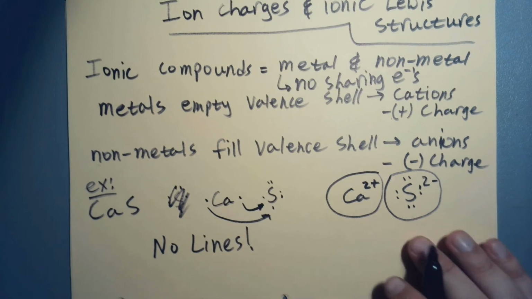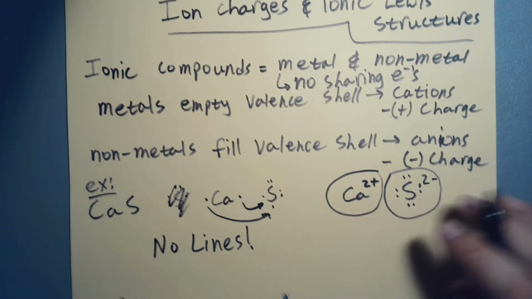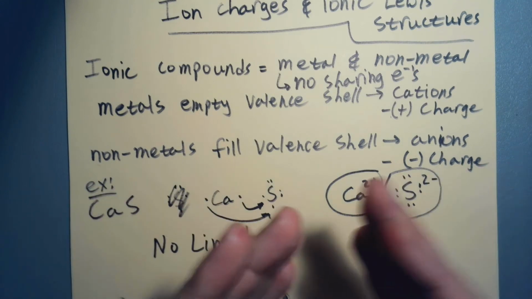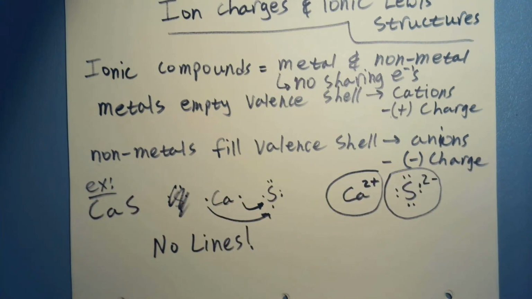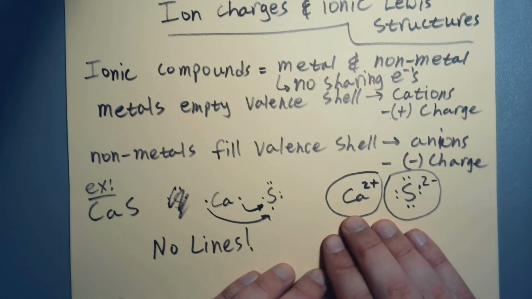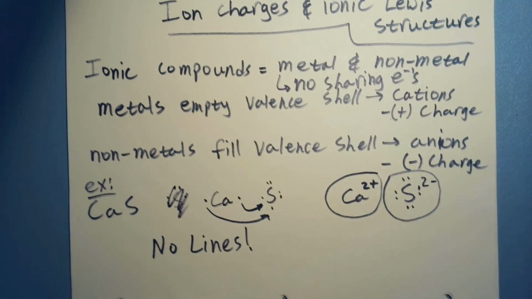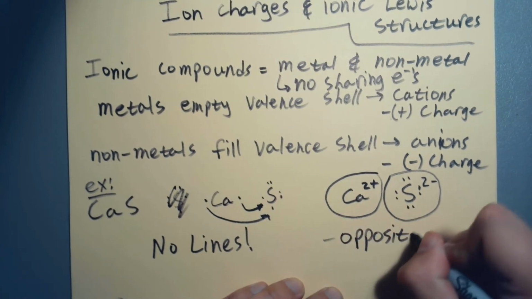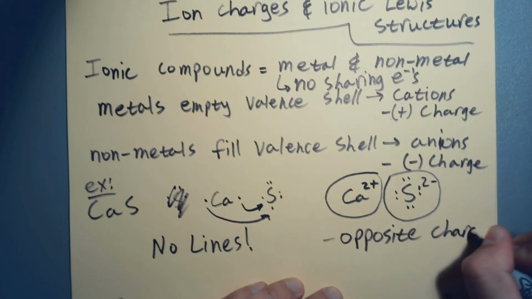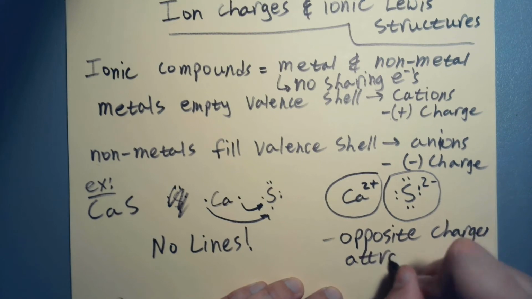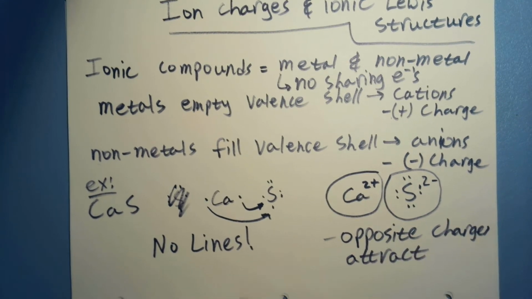So this is what we do. They're ions, so they're not sharing electrons. So what is holding an ionic compound together? Well, it's the same thing that holds an atom together. The negative electrons are attracted to the positive nucleus. Well, the positive cation is attracted to the negative anion. So they're not held together by shared electrons. They're held together by the opposite charges being attracted to each other. So the opposite charges attract.